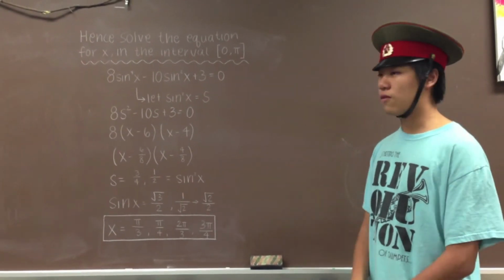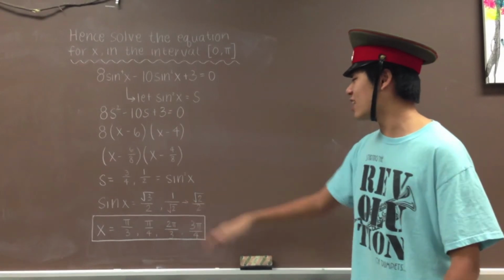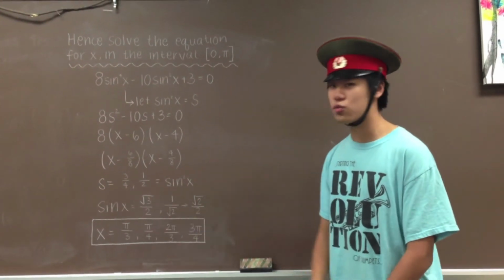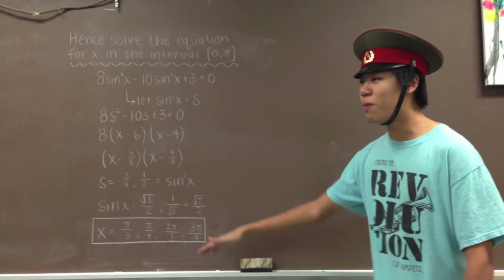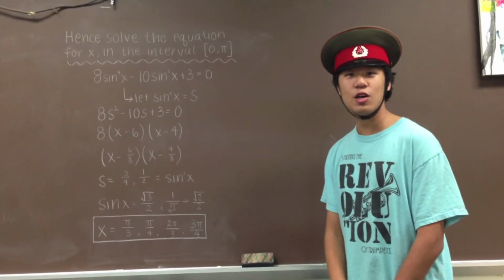And then you want the value in between the pi and the 0. So you get 4 individual values. Pi over 3, pi over 4, 2 pi over 3, and 3 pi over 4. You understand, capitalists? You understand? Huh?